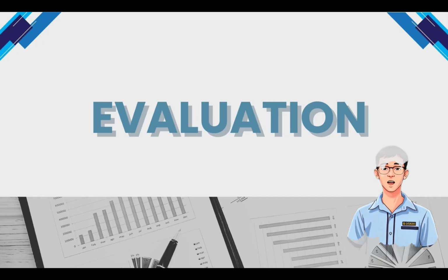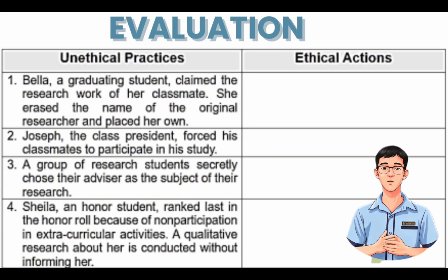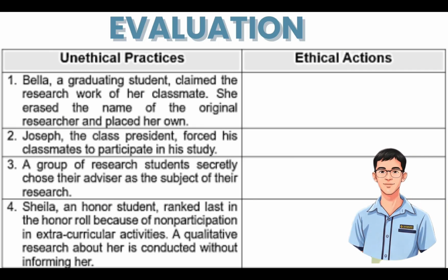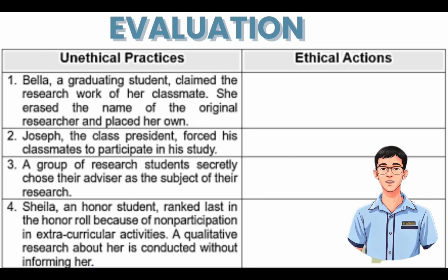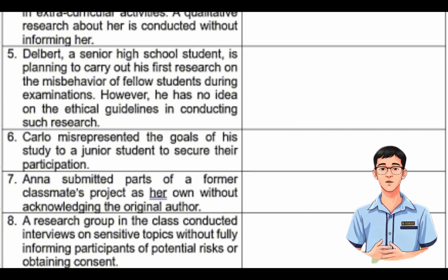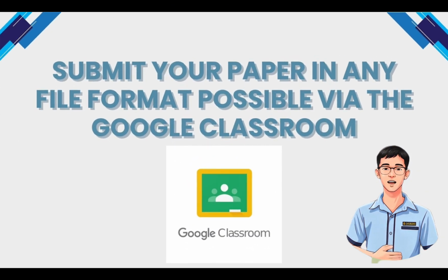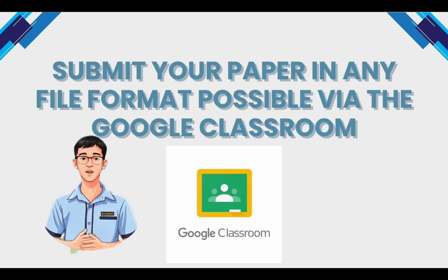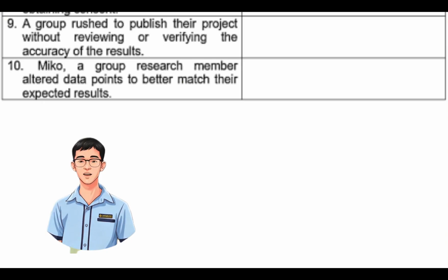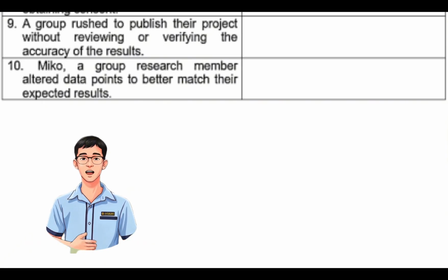In this evaluation activity, you are going to identify the proper ethical actions that should be taken to correct the unethical practices listed. Think carefully about the research ethics principles we discussed and how they apply in each case. Copy the table onto a whole sheet of yellow paper and write your answers clearly. Remember to review your answers carefully. Once you finish, submit your paper in any file format possible via the Google Classroom link I provided. Some of your answers you can write shorter and clearer as long as the main points are understandable.